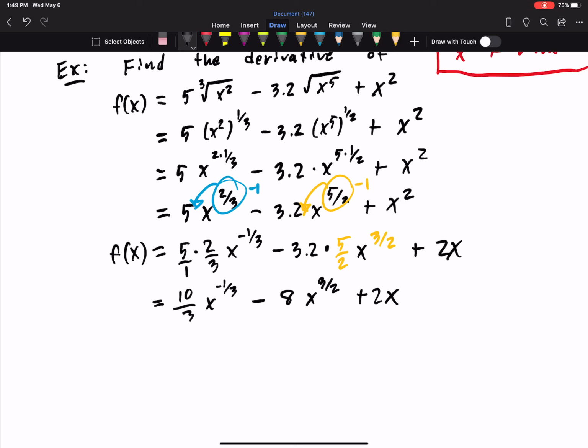And that is the final answer. That's it. Nothing more to do. You could convert your fractional powers to radicals, but don't worry about it. You've done exactly what this problem asked you to do, which was find the derivative of the original nasty radical function.